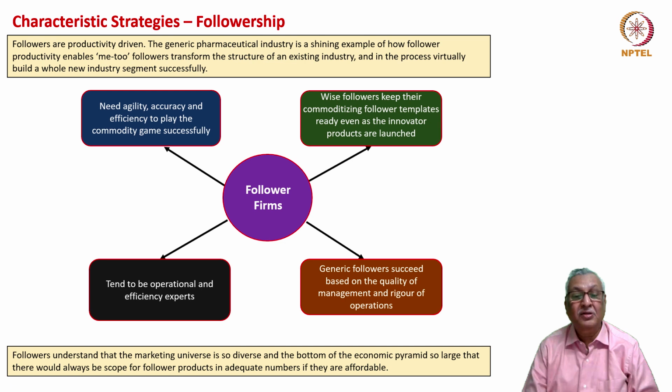Followers understand that the marketing universe is so diverse and the bottom of the economic pyramid is so large that there would always be scope for follower products in adequate numbers if they are affordable. And if you are able to have creative differentiation or creative improvement in the follower product, it is icing on the cake. These are the characteristic strategies of followership.